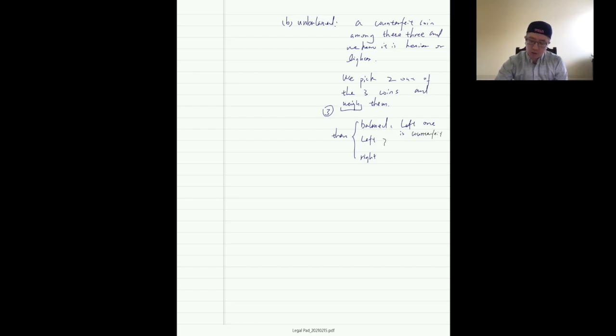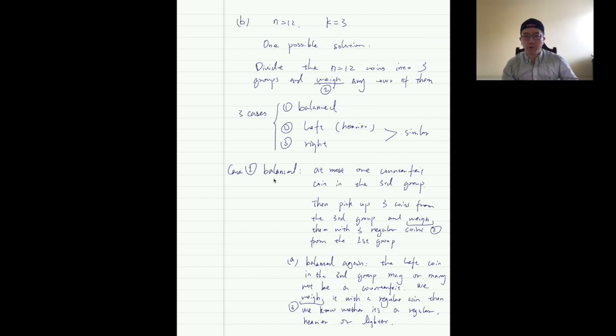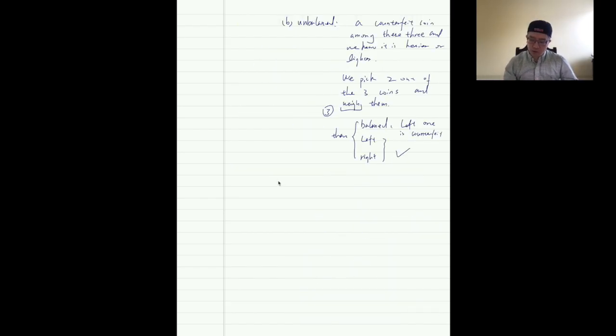Because we know the counterfeit is heavier or lighter, depending on what we knew before, if it's heavier, then if the left is heavier, that's the counterfeit. And if it's lighter, then if the right is heavier than the left one, the left one would be the counterfeit, right? So then we can resolve this case. Okay, very good. So that is the first case, when the first weighing is balanced.